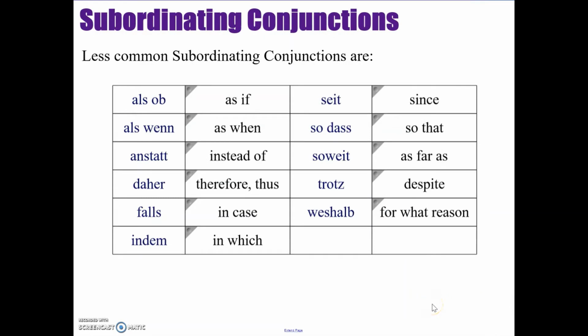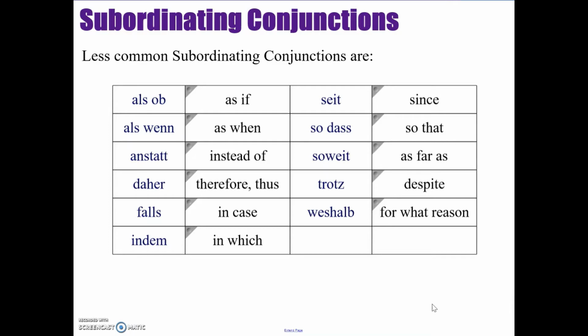These are some less common subordinating conjunctions. Again, I recommend pausing the video and taking these down in your notes. Als ob, als wenn, anstatt, daher, falls, indem, seit, sodass, soweit, trotz, weshalb. You probably recognize some of these words as prepositions that we have seen before. They are used differently when they're used as prepositions.